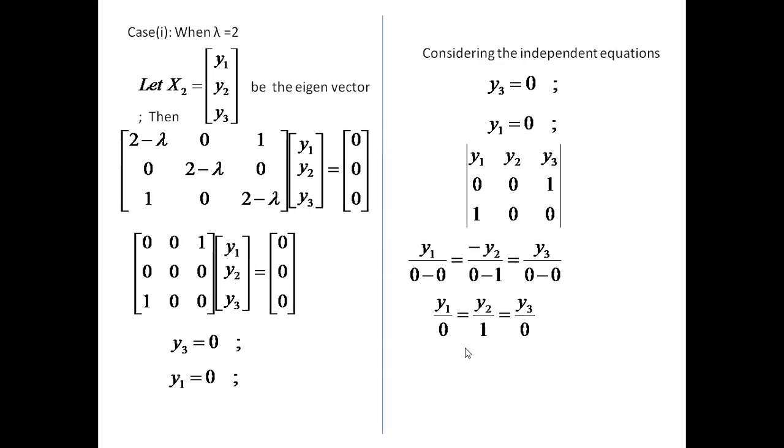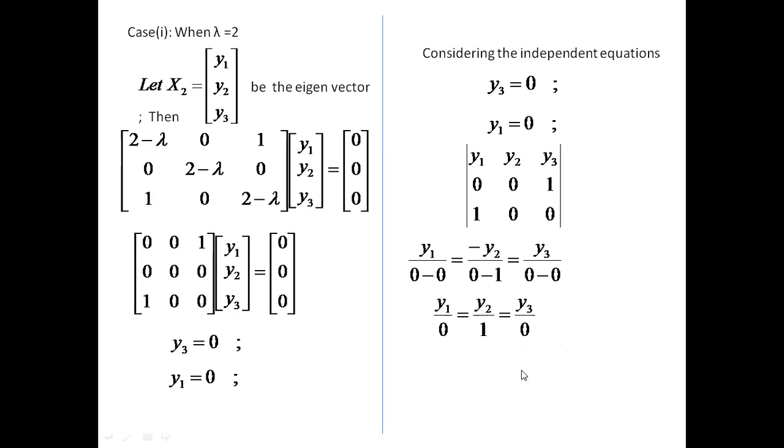So this is taken as one eigenvector. Actually, if you take this ratio equal to k, y1 is equal to 0 into k, y2 is equal to 1 into k, y3 is equal to 0. So any value of y2 satisfies this condition. But y1 and y3 must be equal to 0. This is the condition mentioned here. So y3 must be 0 and y1 is equal to 0. But y2 can take any value.